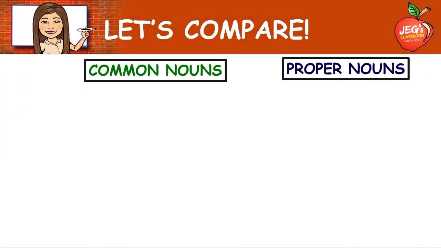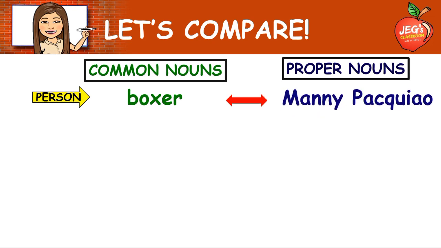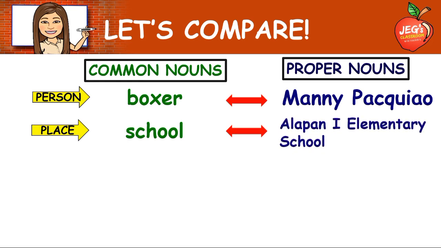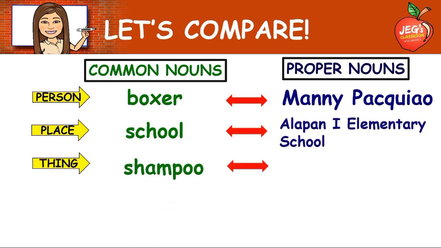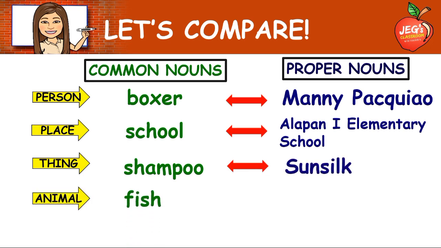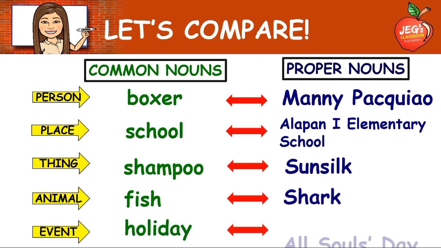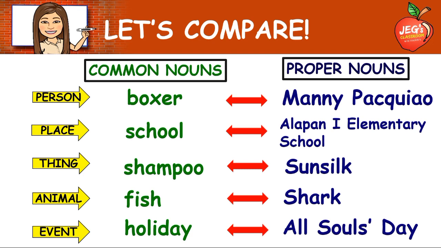For the final part, let's do a short comparison between common nouns and proper nouns. Let's start with the word boxer. A boxer is a common noun. Manny Pacquiao is a proper noun. School, Alapan Elementary School. Shampoo, Sunsilk. Fish, shark. Holiday, All Souls Day.